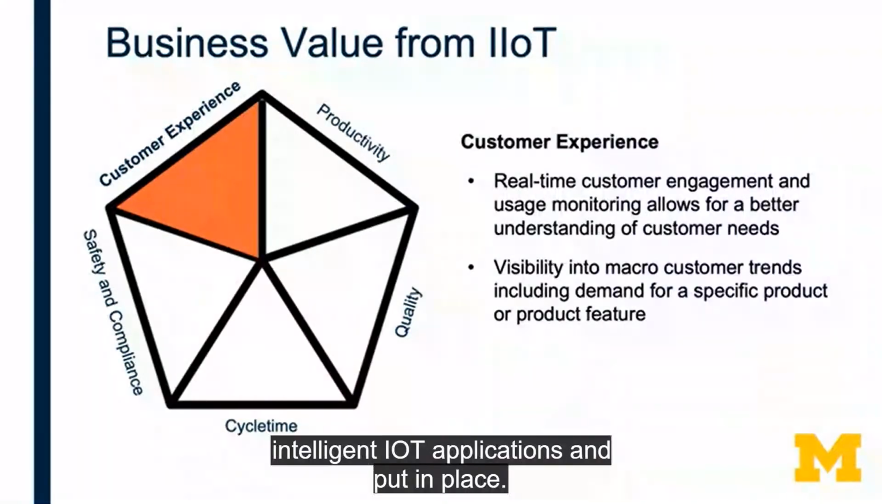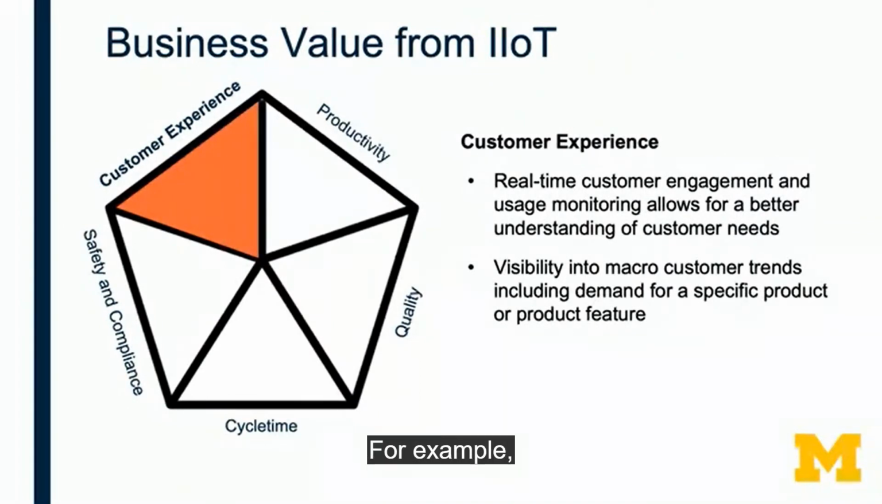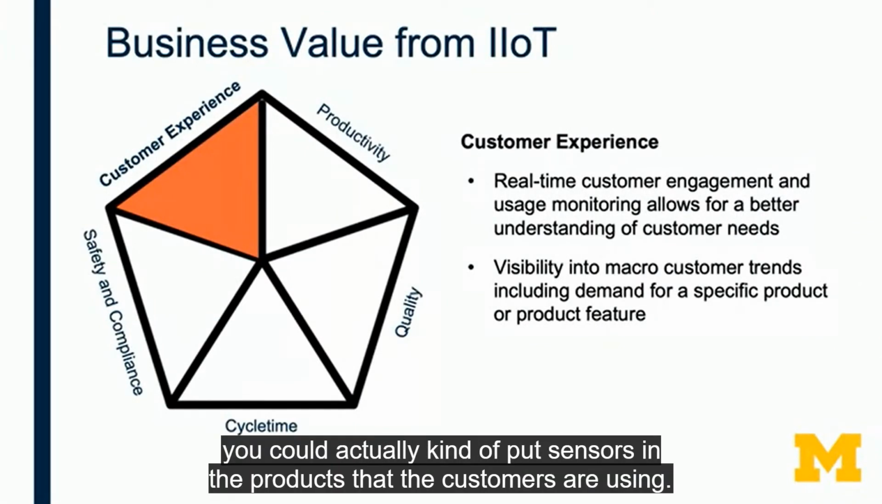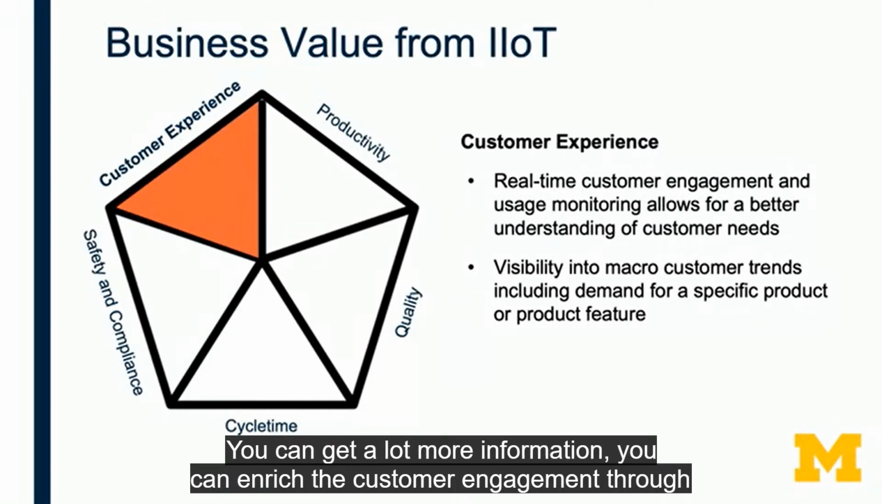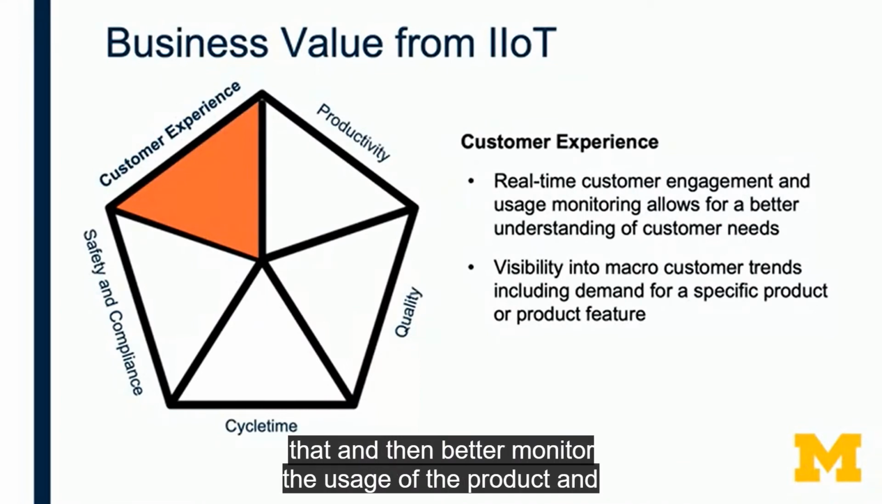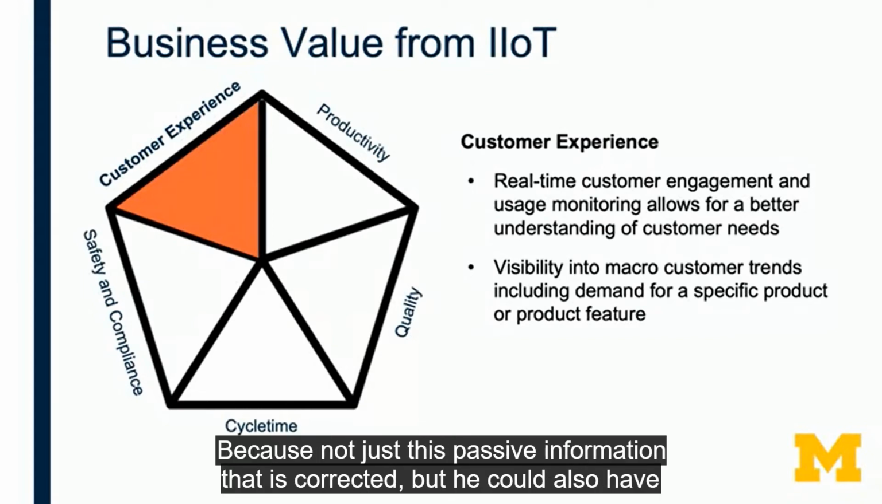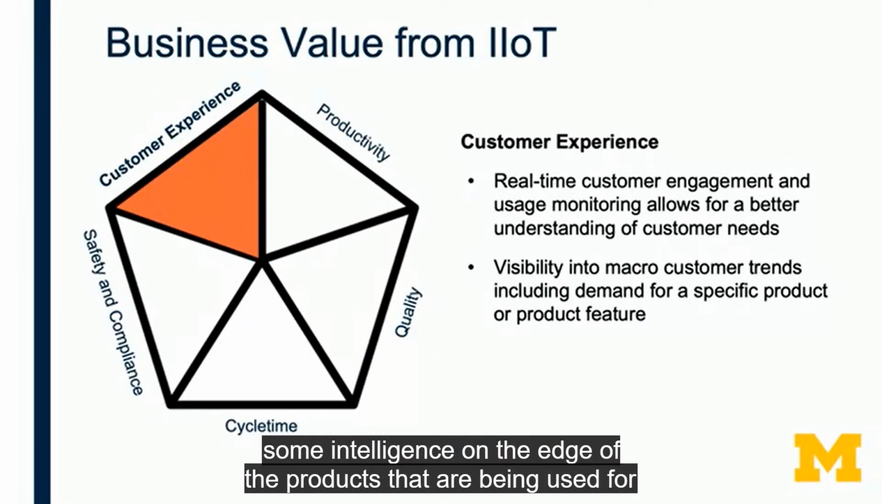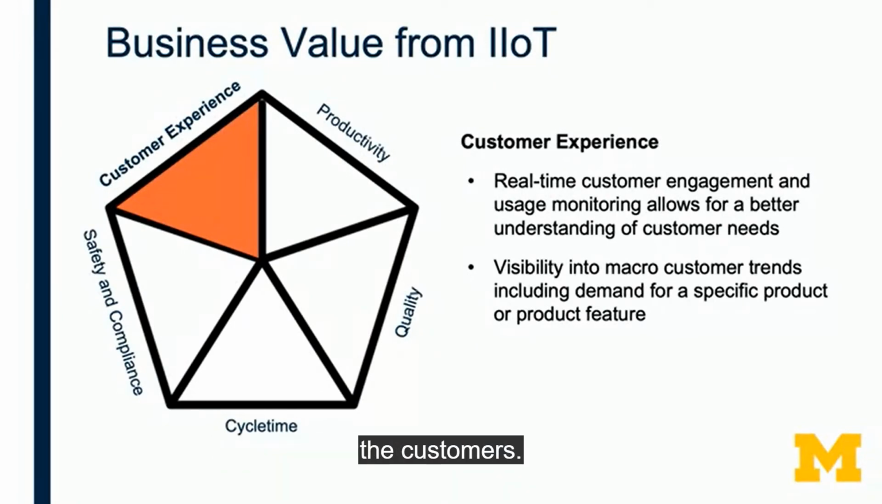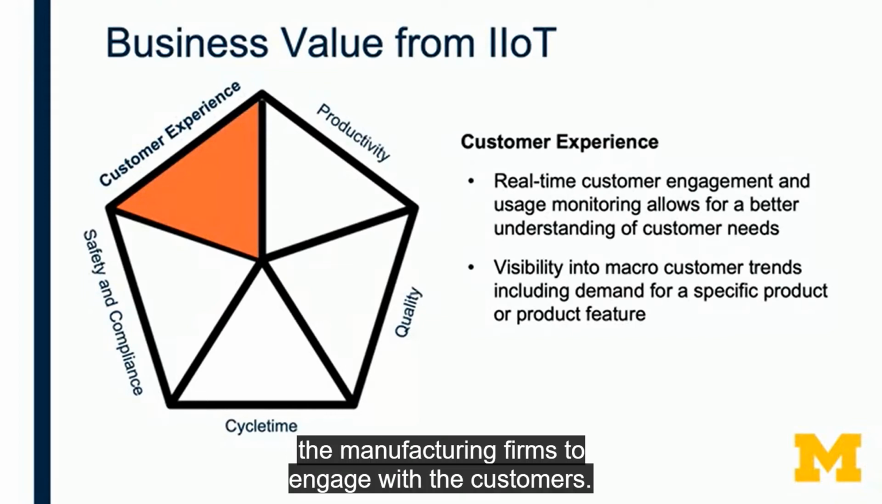For example, you could put sensors in the products that the customers are using. You can get a lot more information. You can enrich the customer engagement through that, and then better monitor the usage of the product. And that can also enable personalization, because it's not just passive information that is collected, but you could also have some intelligence on the edge of the products that are being used by the customers. That will increase the ability for the manufacturing firms to engage with the customers.